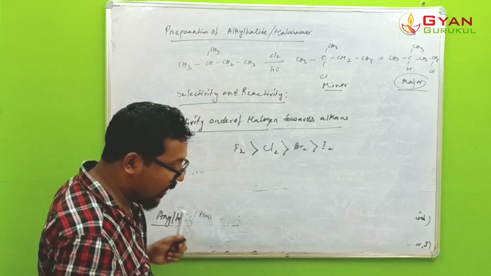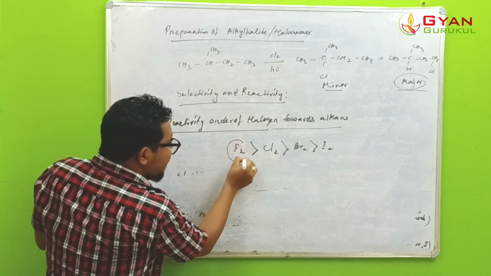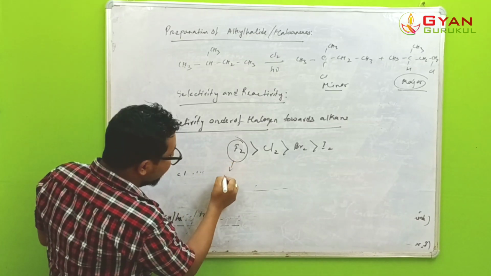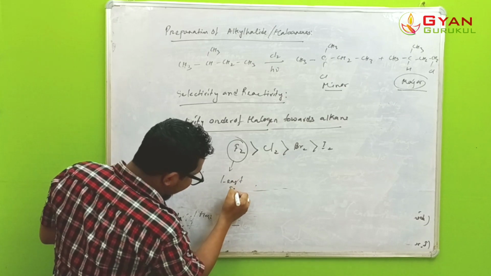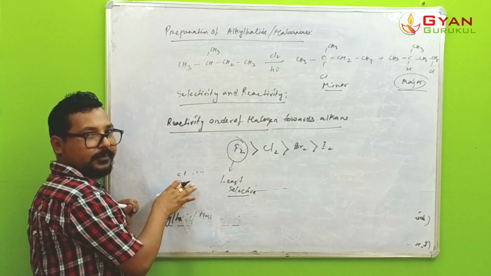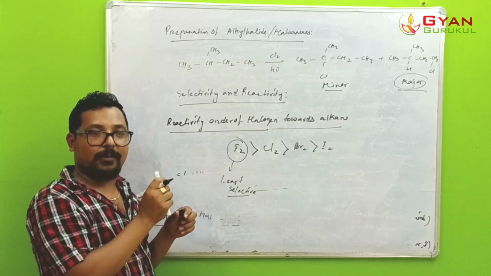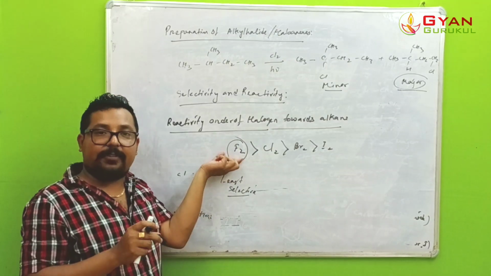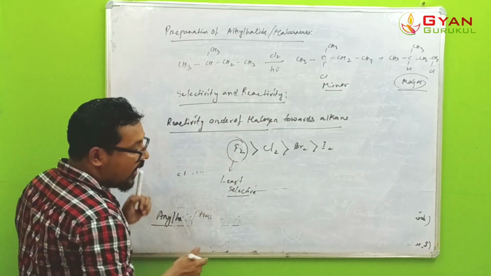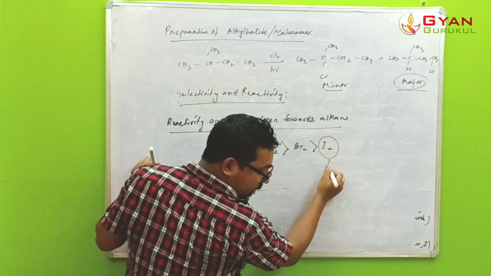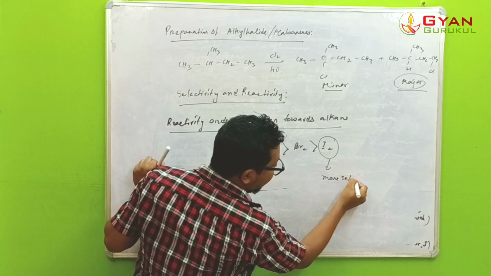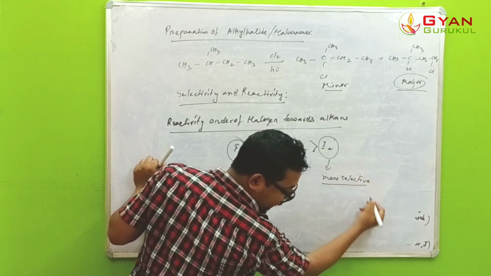more reactive than iodine. And from this series, it is clear that fluorine is more reactive, but you have to know fluorine is least selective. More reactive, least selective. When it reacts with alkane, fluorine is more reactive towards alkane, but its selectivity is low. Again, iodine is less reactive, but you have to know it is more selective.